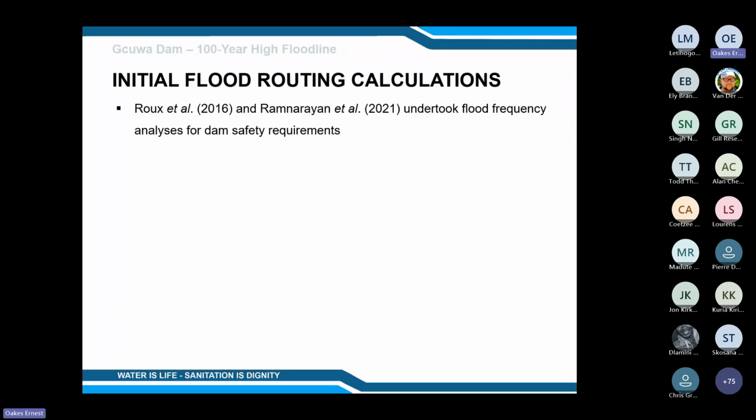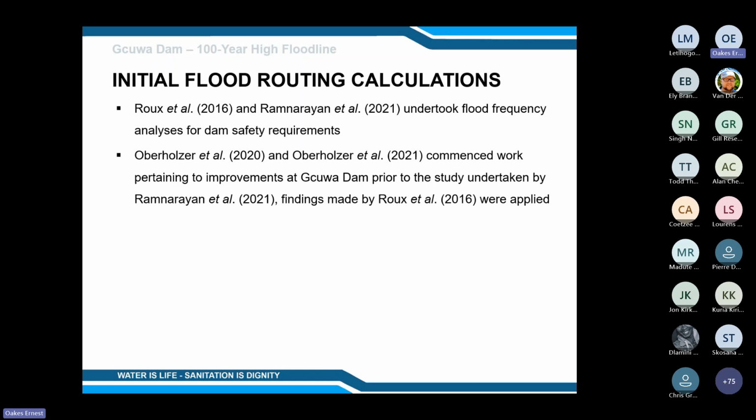On to the information that was basically fed into the study. So we have two recent flood frequency analyses that were undertaken for the study. One being the study undertaken by Roux et al. in 2016, and then later by Ramnaran et al. in 2021 as part of dam safety requirements. So some of you may know that the Department of Water and Sanitation frequently undertakes flood frequency analyses to assist various colleagues, especially those in dam safety, with their ongoing dam safety evaluations. So this actually forms part of those inputs. And then they doubled up as an input for Kruger Dam as well.